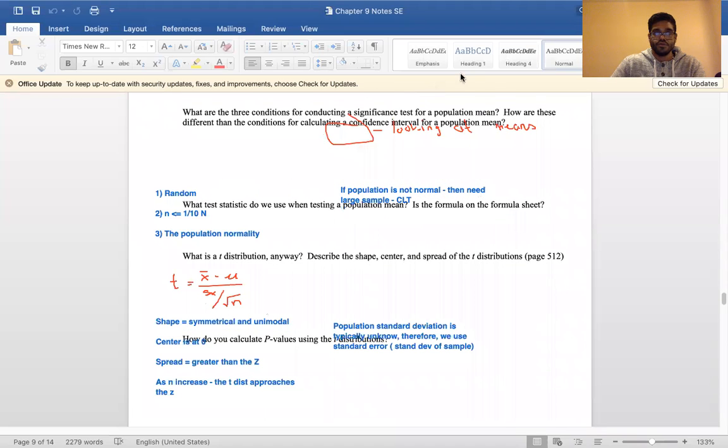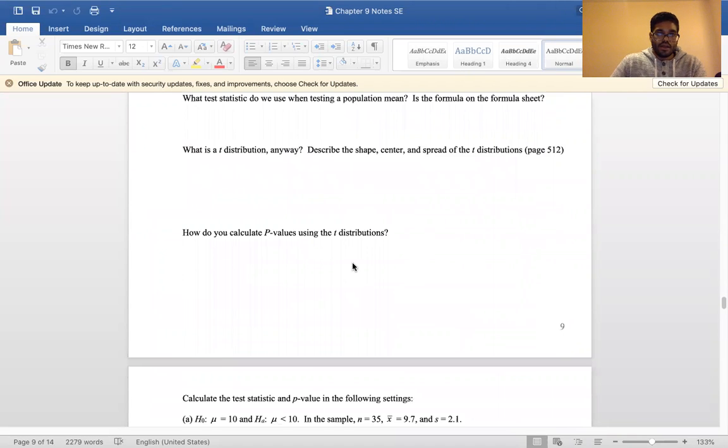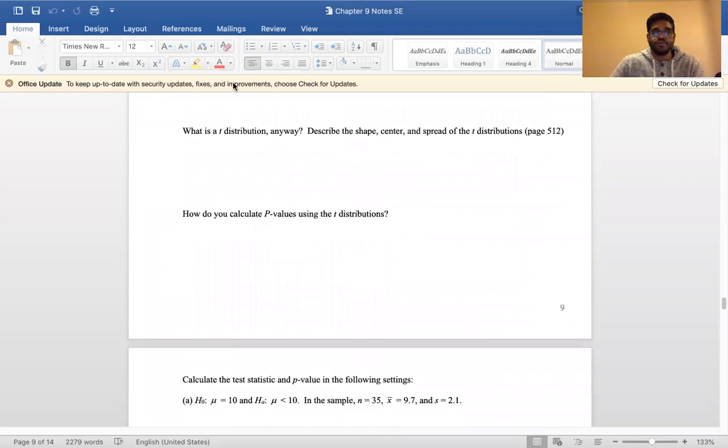All right. So how do you calculate p-values from the t distribution? You'll use a t-table, which is on Canvas. It's one of the formula sheets they give you. So you will use a t-table, or the formal name known as Student's t distribution.